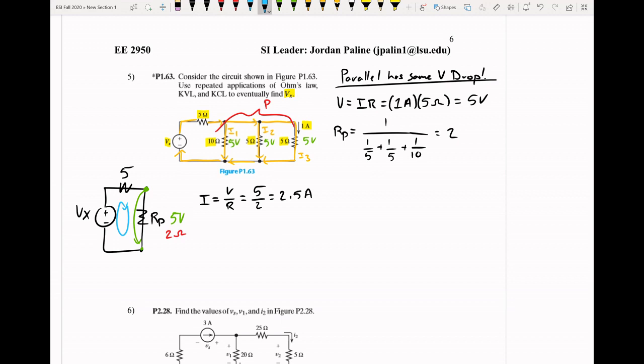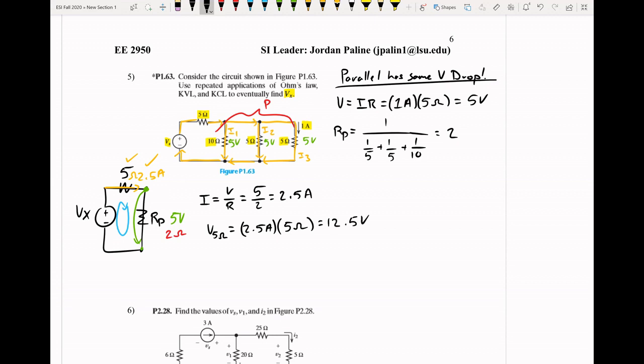So we can do this where we say if we know there's 2.5 amps traveling through, we know the current and we know the resistance, we can find the voltage across that. So we can say the voltage across the 5 ohm resistor is going to be 2.5 amps times 5 ohms, which should give us 12.5 volts.